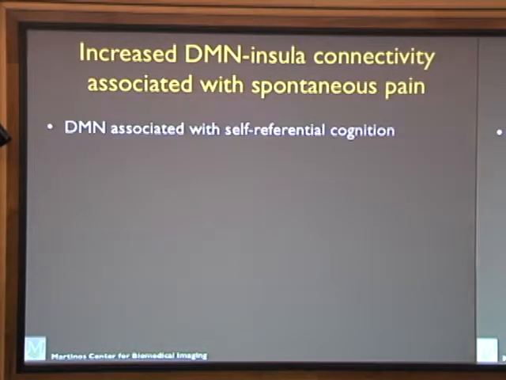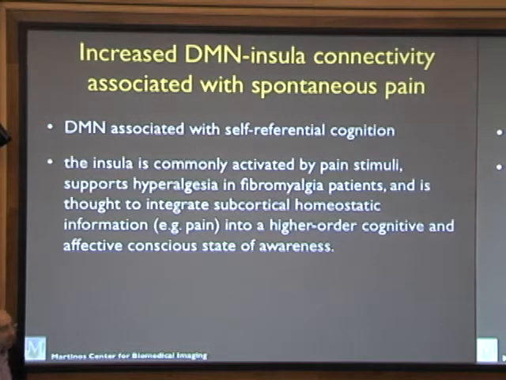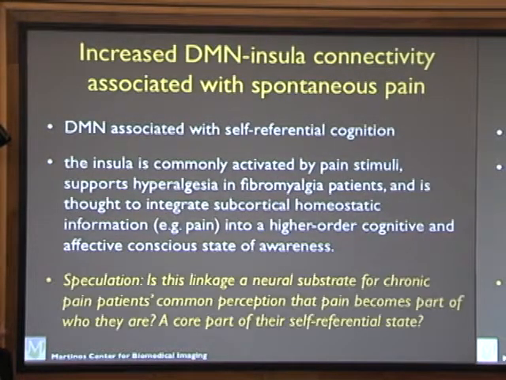And so what do we think this means? Well, the default mode network is associated with self-referential cognition. The insula is commonly activated by pain stimuli, supports hyperalgesia in fibromyalgia patients, and is thought to integrate subcortical homeostatic information, for example pain, into a higher order cognitive and affective conscious state of awareness.